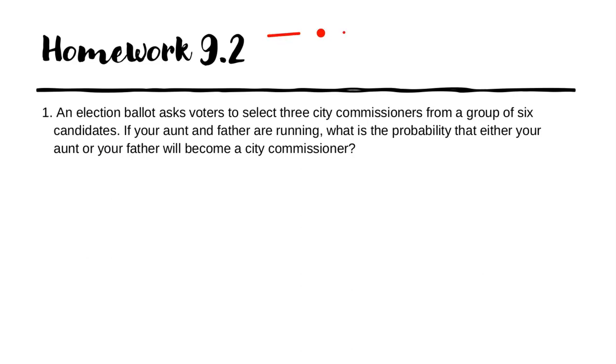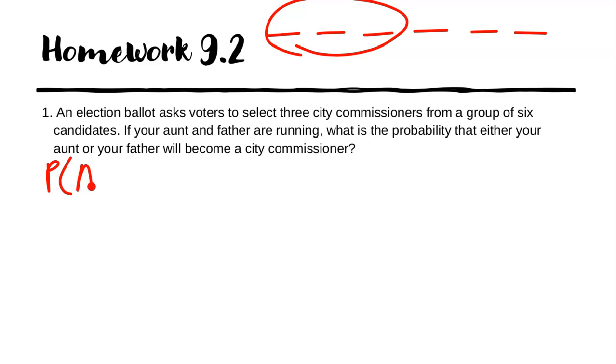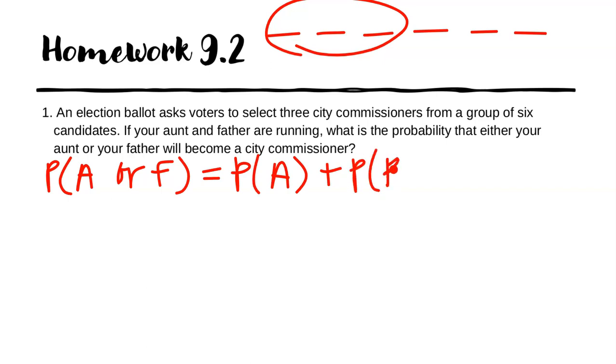So we have 1, 2, 3, 4, 5, 6. We're still picking a group of 3 people from all the 6 that we have. So the probability of your aunt or your father would be equal to the probability of aunt plus the probability of father.